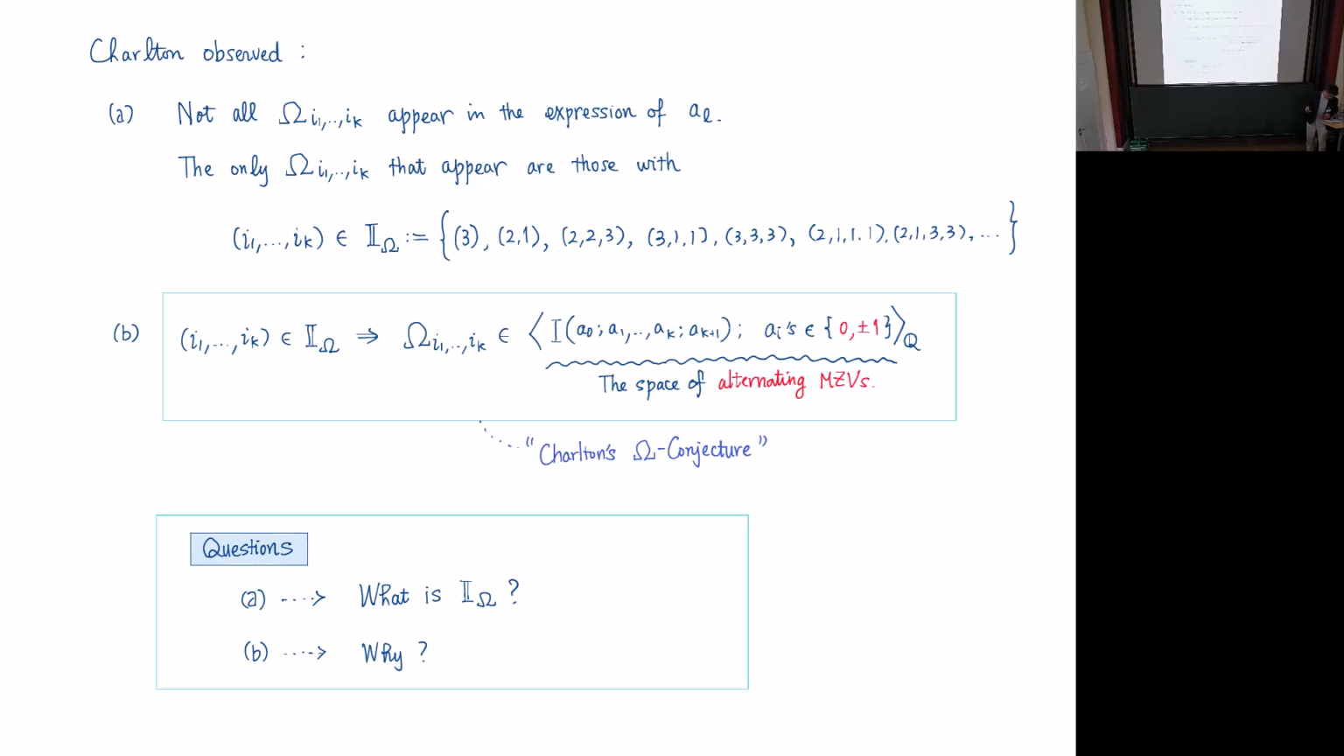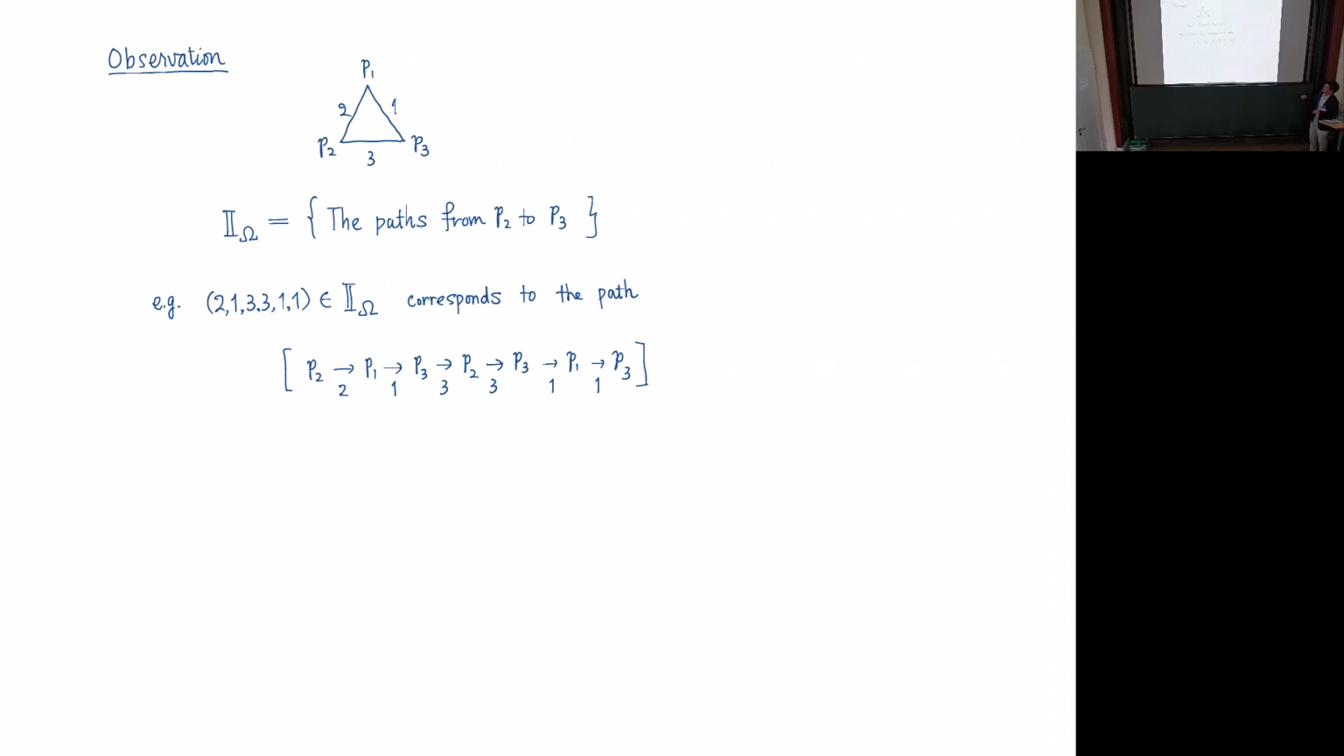So during my stay last year, I spotted the pattern here, and it's explained in a very simple way. My observation is that, okay, you first draw a triangle and let's label the vertices as P1, P2, P3, and then label the sides S1, S2, S3 in this way. And then the sequence exactly corresponds to a path from P2 to P3 in n steps, if it's a sequence of n steps.